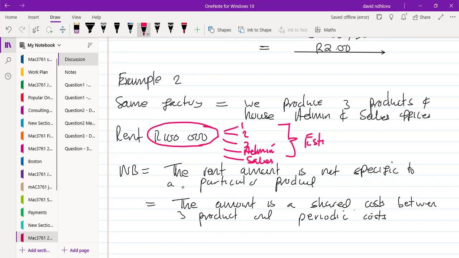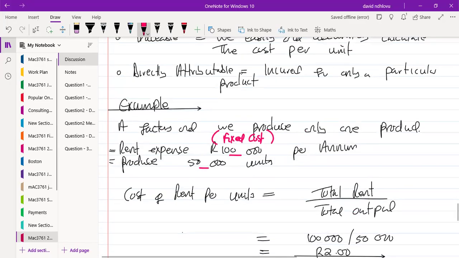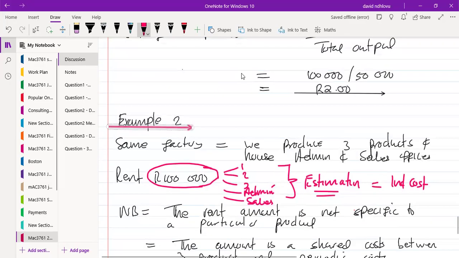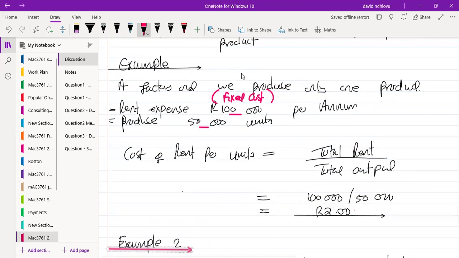Whenever you involve estimation in determining cost per unit, then this is an indirect cost. We are not able to accurately determine the cost per unit on the final product being produced. So in this instance, we will be dealing with an indirect cost. Remember, this is the same cost. It's still rent, still 100,000. It is still a fixed cost in both instances, right?